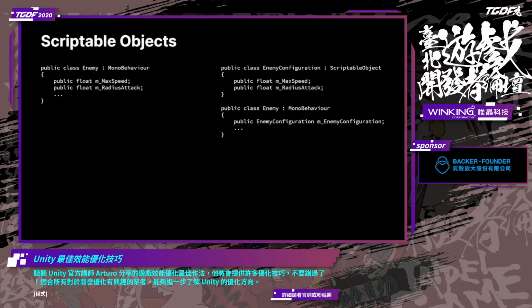So on your right side, we have this enemy configuration class that extends ScriptableObject, and you can see that we have the same max speed, the same radius attack. Now in my enemy class, I simply have a reference to that ScriptableObject, and every enemy can have the same reference to that enemy configuration object. Even if we have thousands of those enemies, we will just use memory for these two floats, which is pretty convenient. There are other uses for ScriptableObjects, but this is just one tip around them.